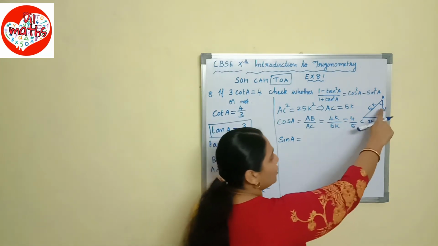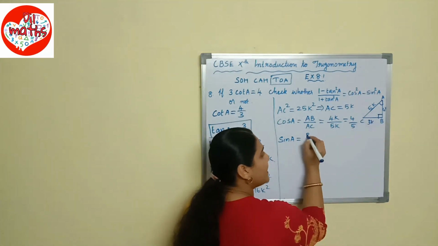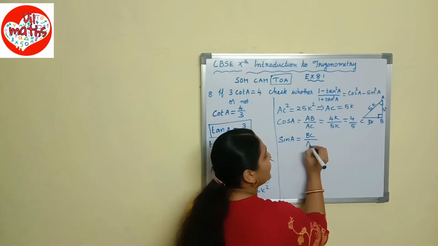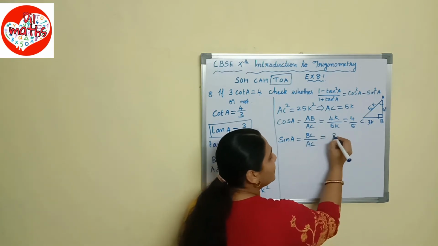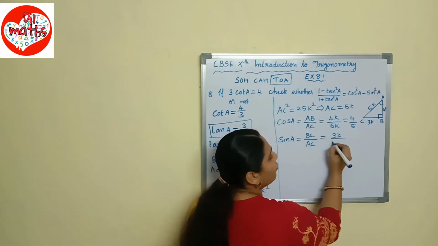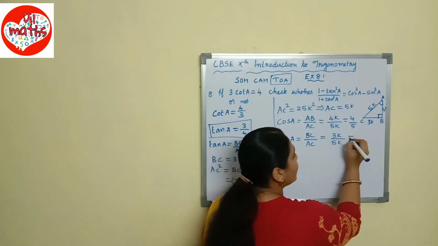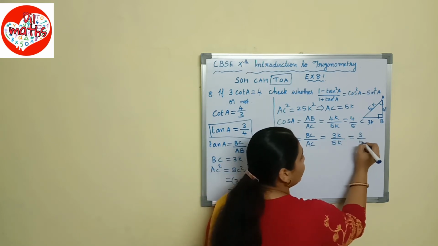With respect to A, which one is the opposite side? BC is the opposite side. And which one is the hypotenuse? AC is the hypotenuse. So what is BC here? 3k. And what is AC here? 5k. And if you cancel the common factor, what will you get? 3 by 5.